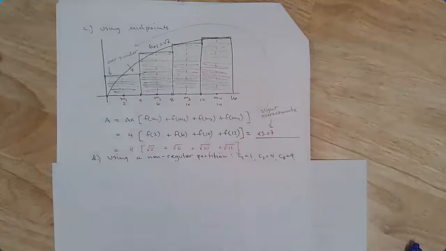Now, from the picture, it's not really obvious whether it's an overestimate or an underestimate. I know it's a slight overestimate because I've done the actual antiderivative and used the fundamental theorem of calculus to find the area. Okay.